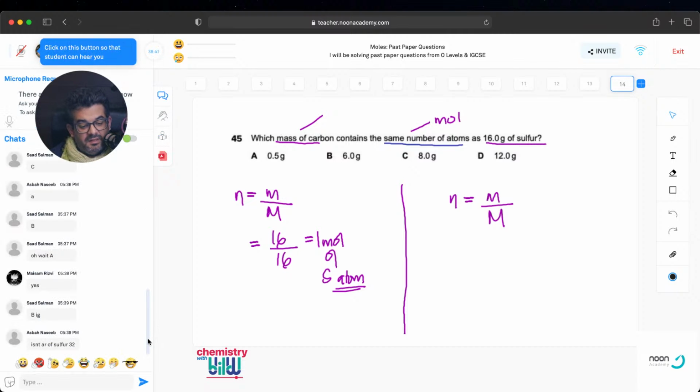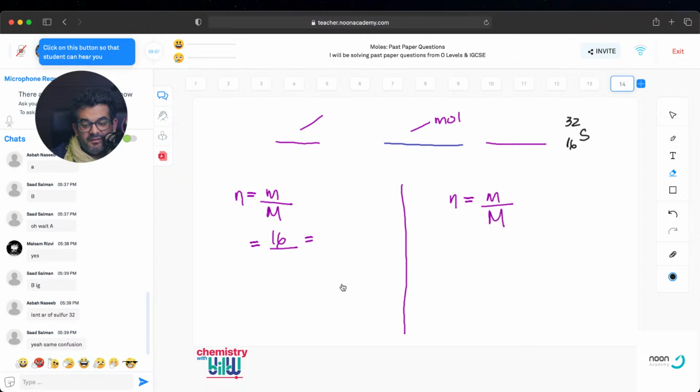Oh no, sulfur's AR is 32. Oh yes, it's 32. You're absolutely right. Its atomic number is 16. My bad, guys. Sorry. Okay. So I've got 16 over 32. That's 0.5 moles.